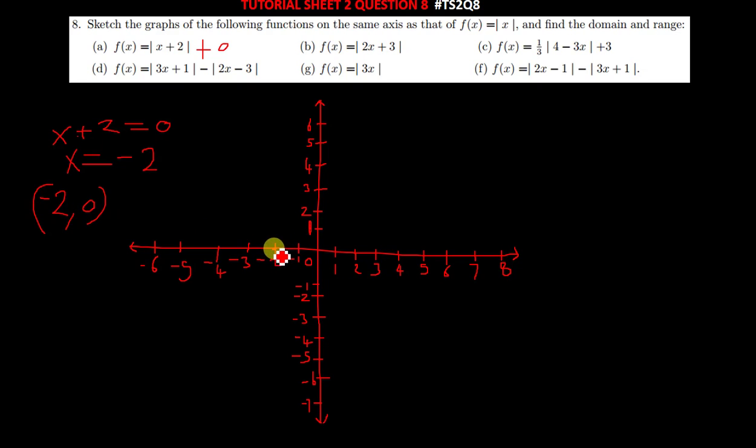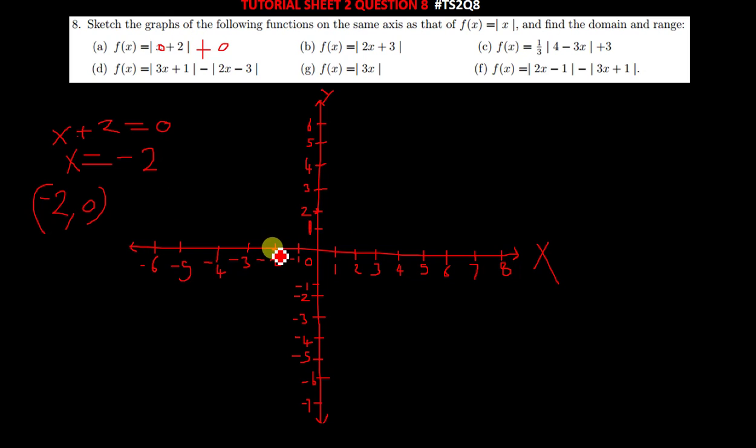Now where is it going to cut the y-axis from? So this is the y-axis, and this is the x-axis. Where is it going to cut it from? In the y-axis we know the value of x is equal to 0. So you put 0 where there is x. You're going to have f of x being equal to 2. So it's going to pass at 2 at this point there.